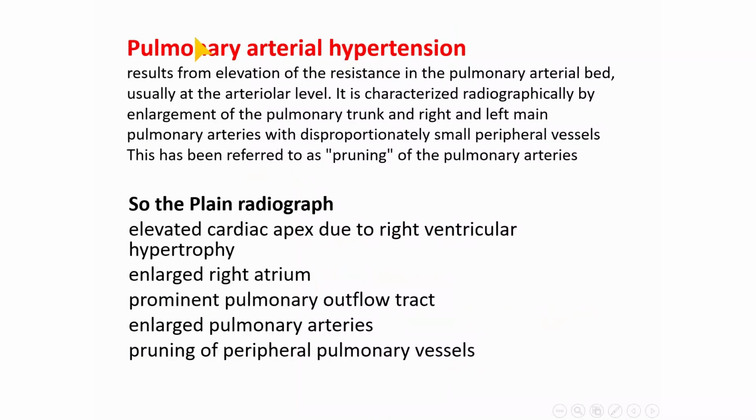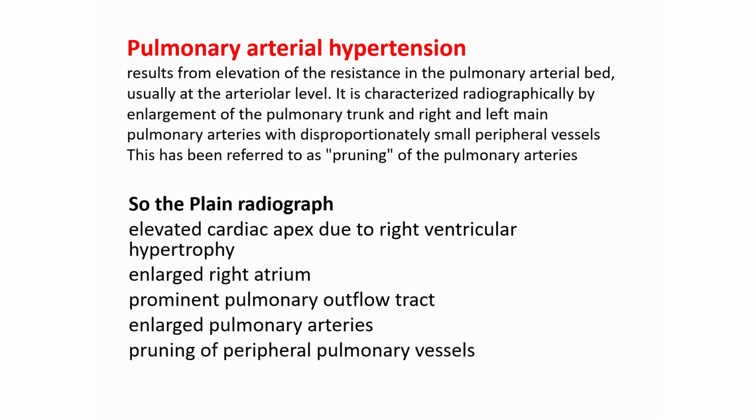We have an important topic to talk about. It's pulmonary arterial hypertension and pulmonary venous hypertension. What do I mean by pulmonary arterial hypertension? It occurs due to resistance in the pulmonary artery bed at the arterial level. So this will cause an increase in the size of the right and left main pulmonary arteries, while at the same time there will be disproportionately small peripheral vessels. This is referred to as pruning of the pulmonary arteries.